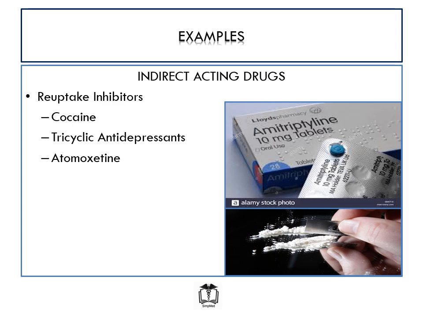Examples of the reuptake inhibitors include cocaine. As you can see on the screen below, here's a picture of the illicit drug cocaine. Then we have other drugs like tricyclic antidepressants and atomoxetine. Tricyclic antidepressants include drugs like amitriptyline, as you can see on the screen.